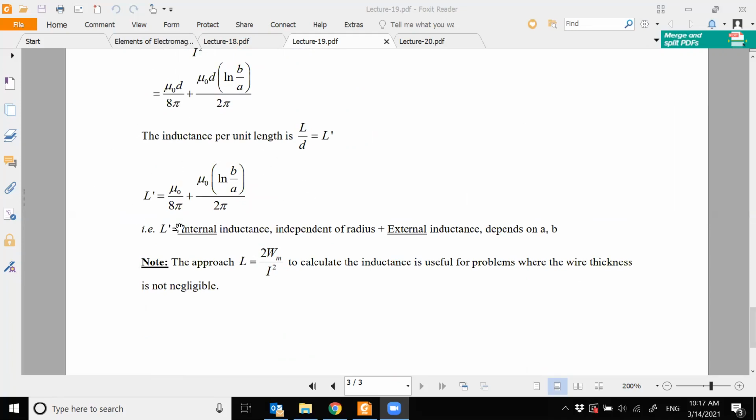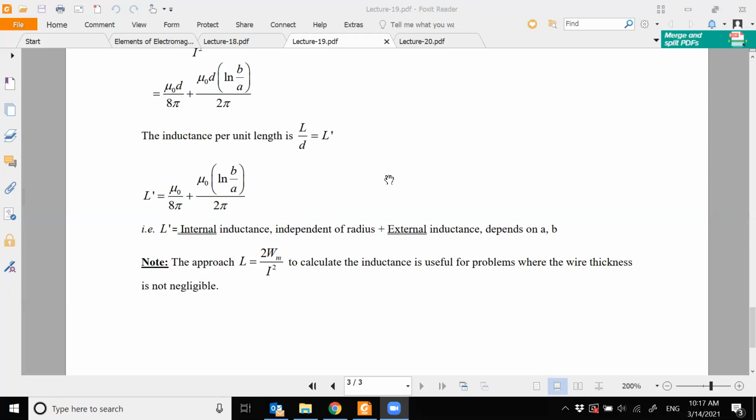And if you see here, we have two terms. This term is coming from the inductance inside the center wire, so this is called internal inductance. And this is coming from the region between A and B. This is the region between A and B, and this is the region less than A. So this is called external inductance, and this is called internal inductance.